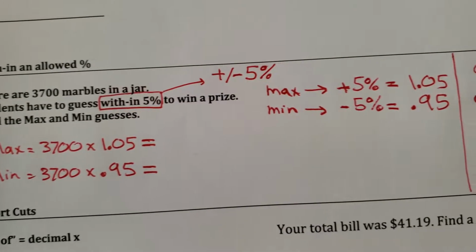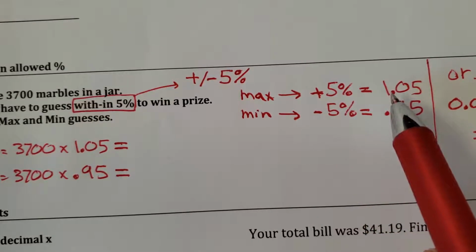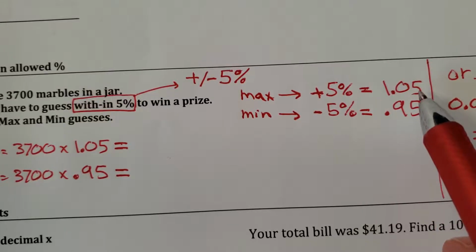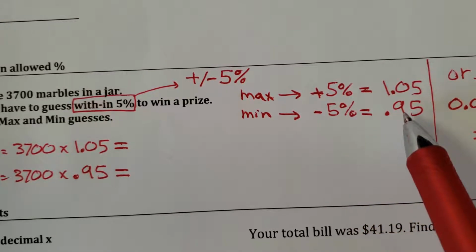So what does that mean? Well, the maximum could be 5% over. So I'm going to think of that as 1.05. What do you mean 1.05? It's 105%. 5% over is actually 105%. 5% under would be 95%.